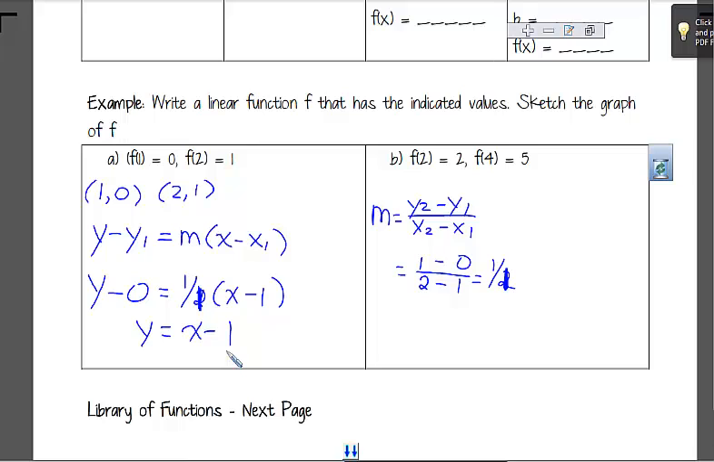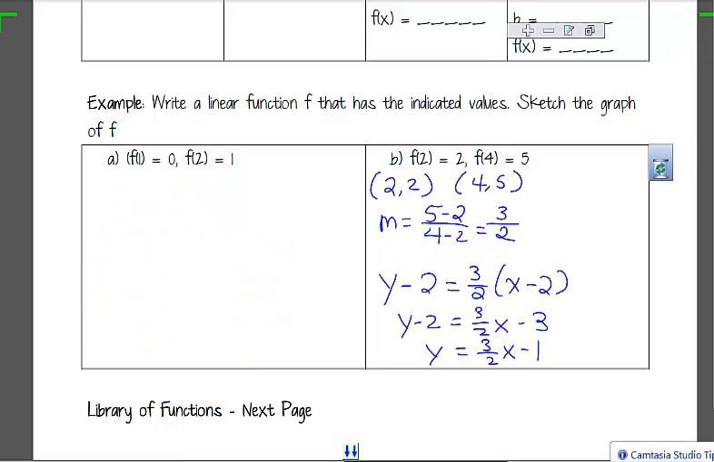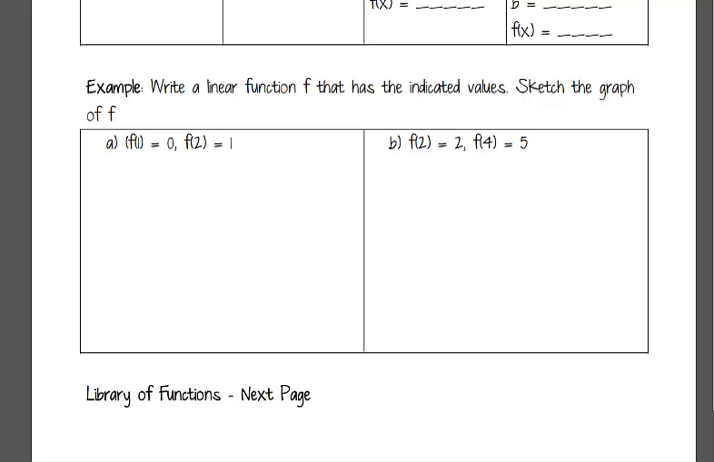So why don't you take a second and try it in example B. Any questions? Where'd the minus 3 come from? I multiplied 3/2 by 2, so the 2's canceled, and I got 3. Okay, other questions? All right, very good.